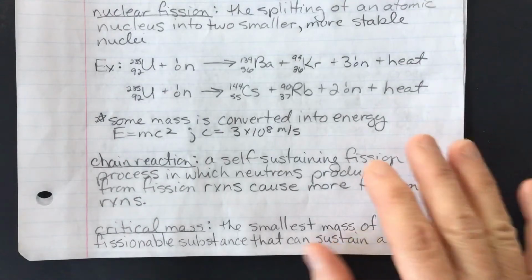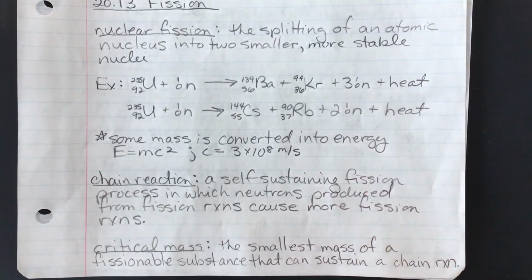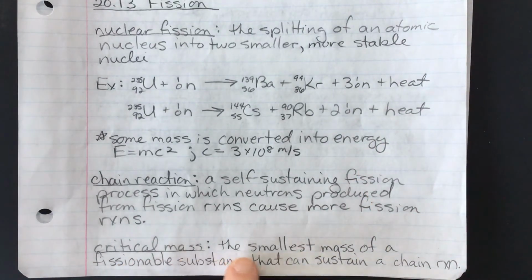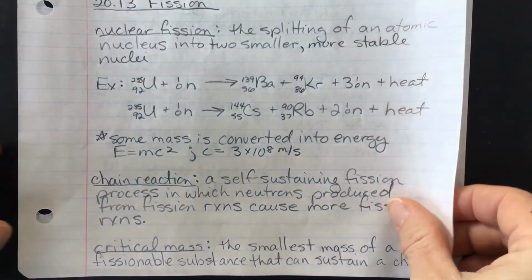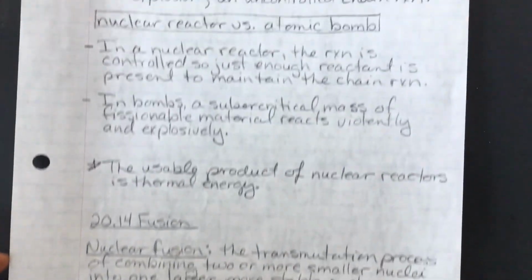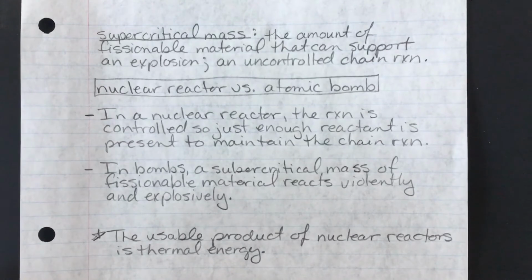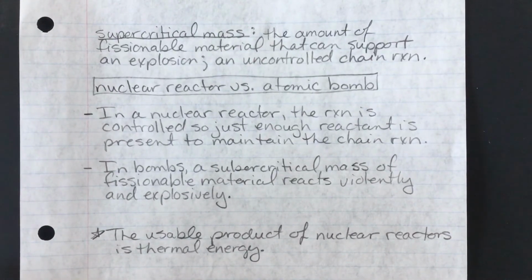And you do, though, have to have a certain amount of mass to have it, and that's called the critical mass. This is the smallest mass of a fissionable substance that can sustain a chain reaction. If you have a mass smaller than the critical mass, which is called subcritical mass, you will not get a chain reaction. You have to have a certain amount of mass, and we'll talk about the application here in a minute. Go ahead and copy the rest of these notes down for fission.